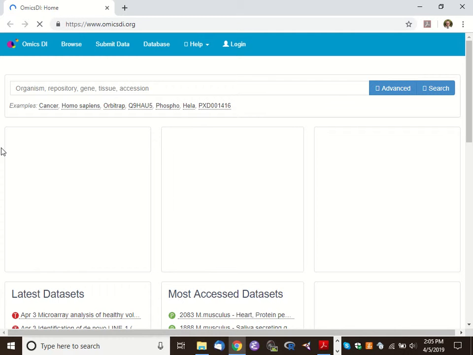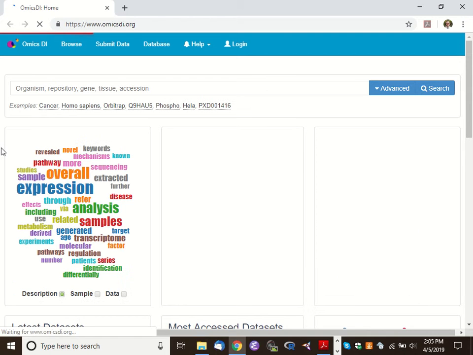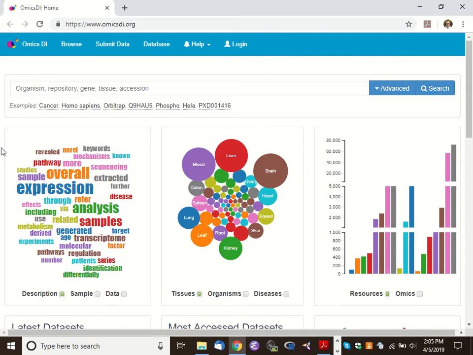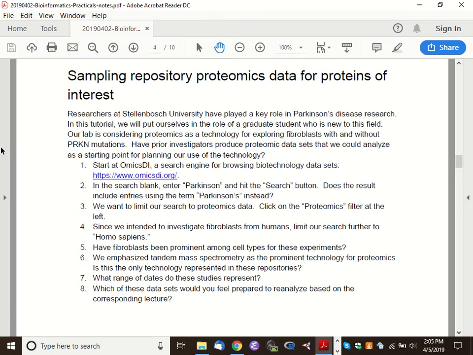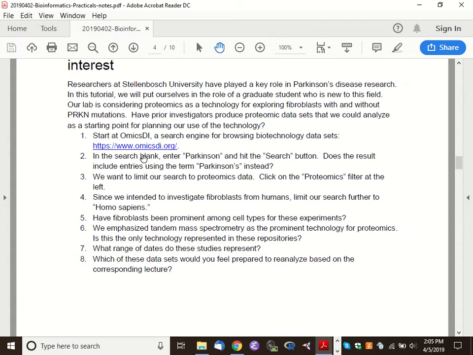All right, so OmicsDI is relatively easy to use. Lots and lots of bioinformatics tools out there have followed this paradigm that if somebody who's used to Google can also use your interface, you've written a decent interface. So OmicsDI is not going to search the whole web. It's going to search biomedical repositories instead, which gives it a much more targeted flavor. Now, along our directions, we're going to go to the search blank, enter Parkinson, and hit the search button.